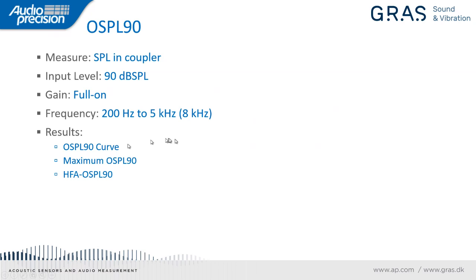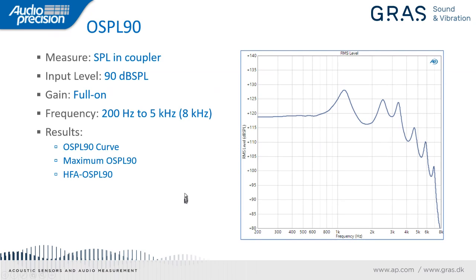Now the results here are the OSPL 90 curve, which might look something like this. Another metric that we want is the maximum OSPL 90. So we look at this curve and we essentially pick off the maximum value here at the peak and record that. And another metric is called the HFA OSPL 90. So HFA stands for high frequency average. And the way that's computed is we take three frequencies, 1 kilohertz, 1.6 kilohertz, and 2.5 kilohertz. We calculate the average of the levels or the gain at those three frequencies, and that's called the high frequency average, or HFA.